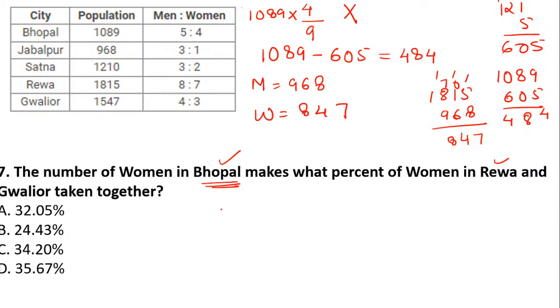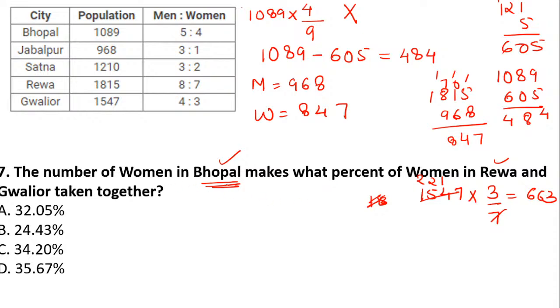Now students, can you find out the number of women in Gwalior? So Gwalior, how are you going to find out, students? Gwalior is 1547 into 3 upon 7. It is going to be 636. If I divide by 7, 7 twos are 14, again 7 twos are 14, 221 into 3 is 663. Now you want to calculate the percentage. So all my students, please don't make mistakes in taking out the percentage, because we have done this many times. Now we should not make such silly mistakes.